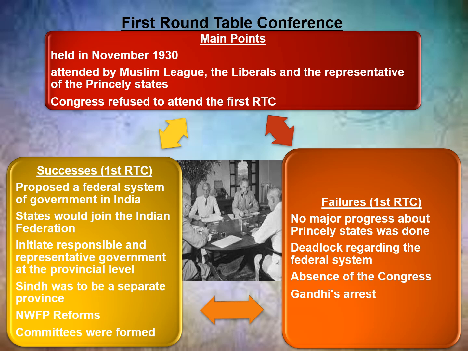However, there were many failures as well, like no major progress about princely states was made. The first Round Table Conference encountered a deadlock regarding the federal system. The communal question remained unresolved in the absence of the Congress, the largest political party at that time, and Gandhi's arrest for leading the civil disobedience movement further complicated the situation.